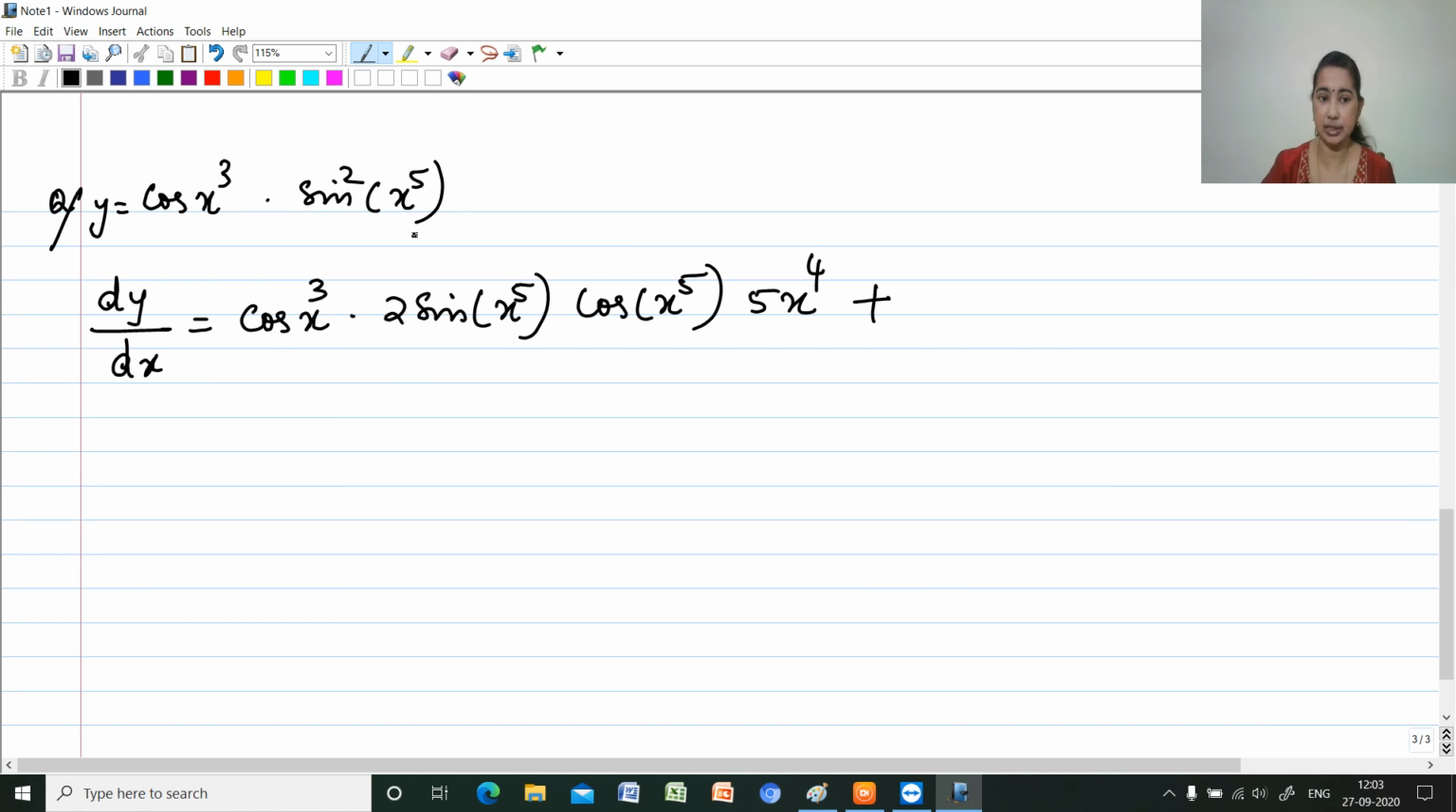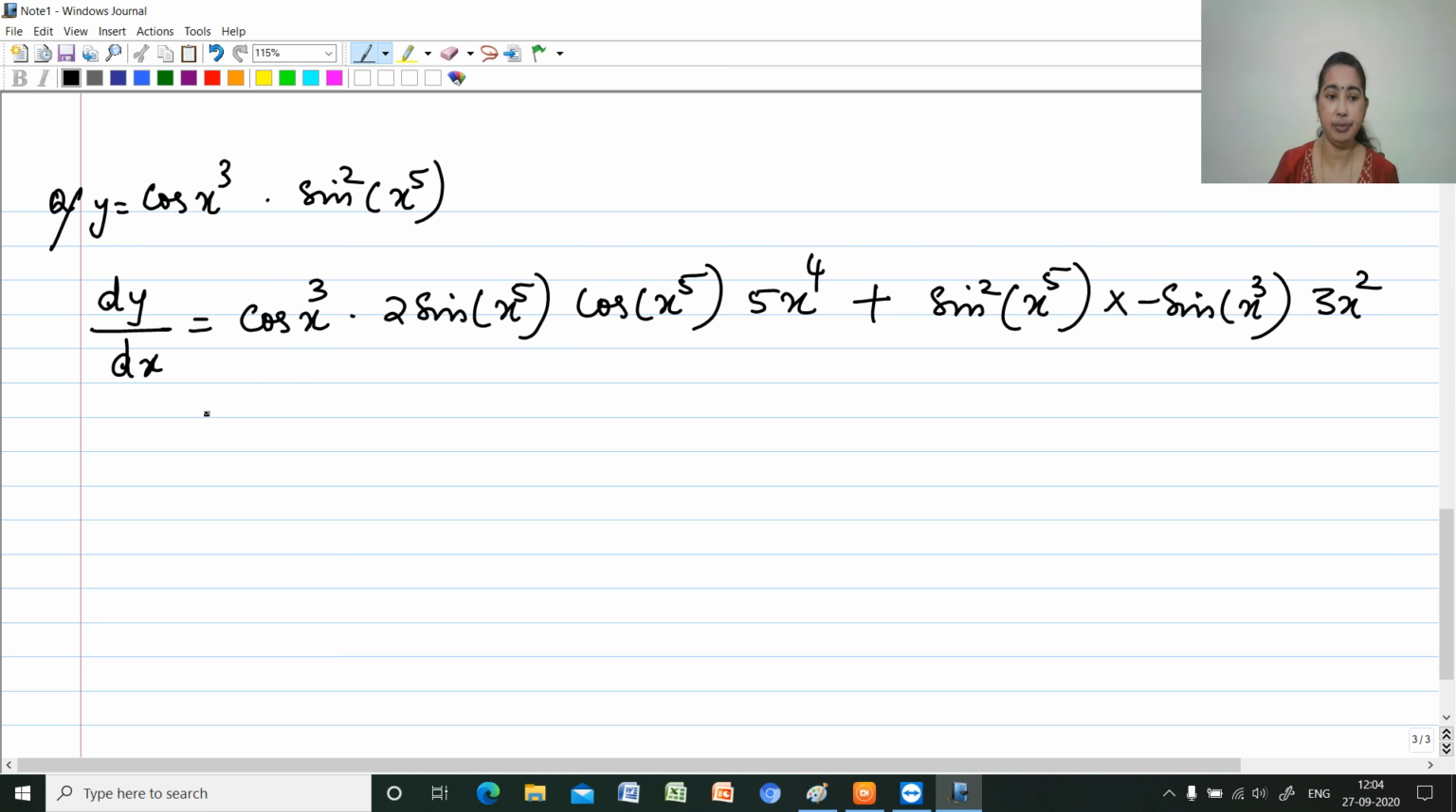Then plus, since it is the product rule, first function into the derivative of the second plus the second function, that is sin² of x⁵, into the derivative of the first. The derivative of cos is minus sin of x³ into the derivative of x³, that is 3x².